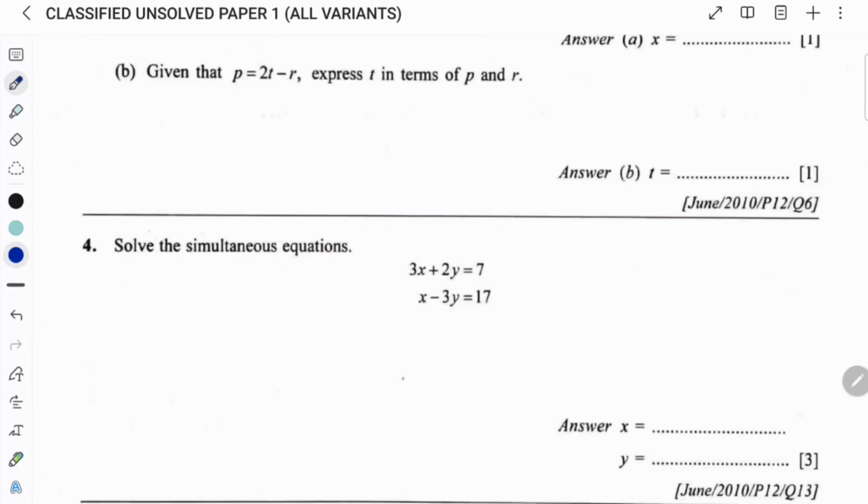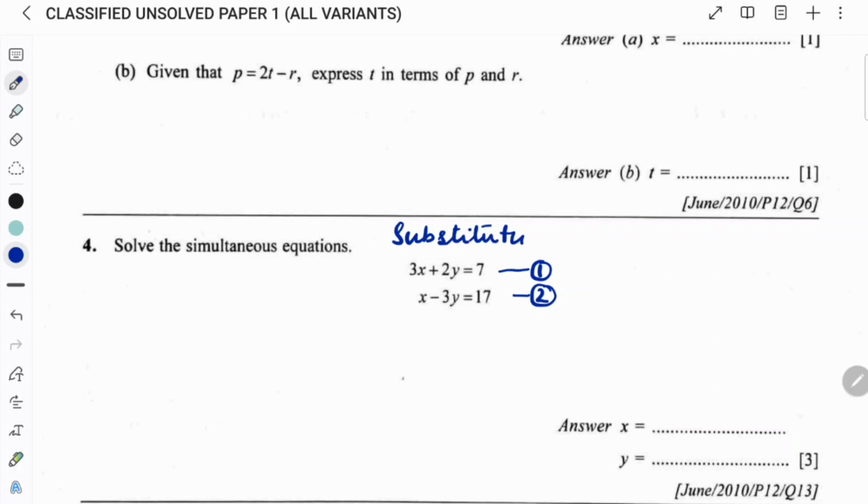Alright, the next question is question number 4. Solve the simultaneous equations 3x plus 2y equals 7 and x minus 3y equals 17. So this is equation 1, this is equation 2. We can see that in equation 2, x has the coefficient 1. It's better for us to use the substitution method in this question because it becomes easier. Otherwise you can do it by elimination also, you'll get the same answer. So I'm doing the substitution method.